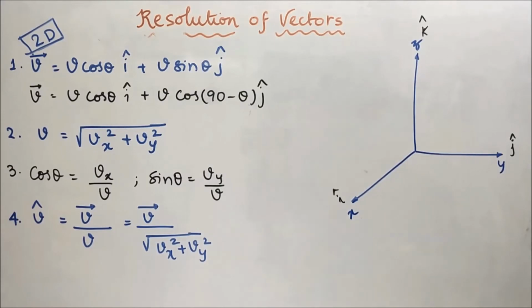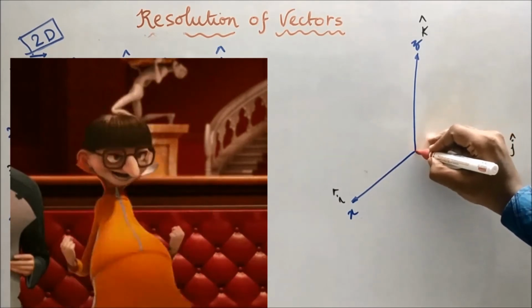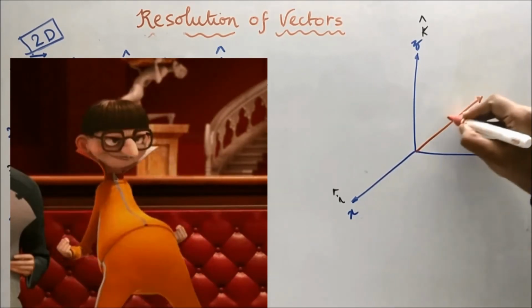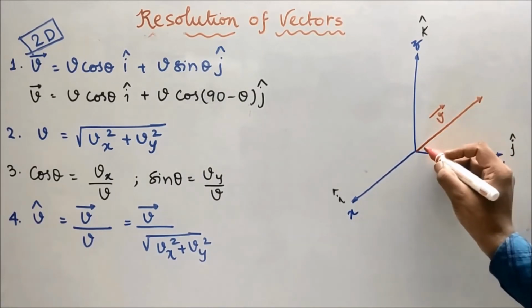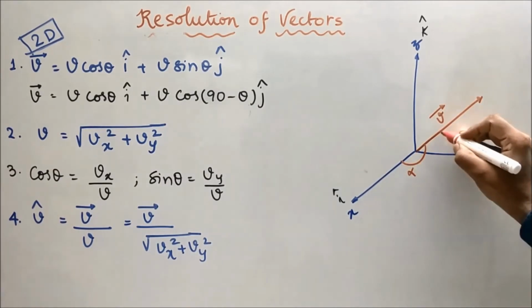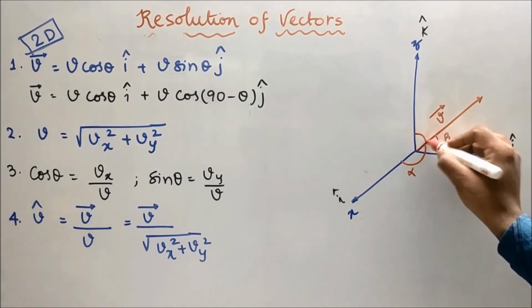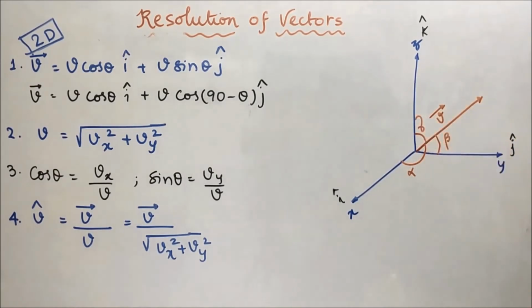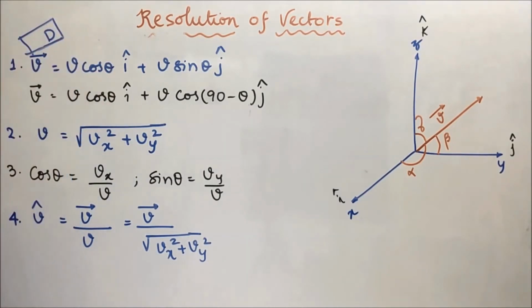Suppose we have a vector v. This is vector v, which makes an angle alpha with the x-axis, an angle beta with the y-axis, and an angle gamma with the z-axis. So how can I write that in rectangular components? We are going to make this 2D into 3D.